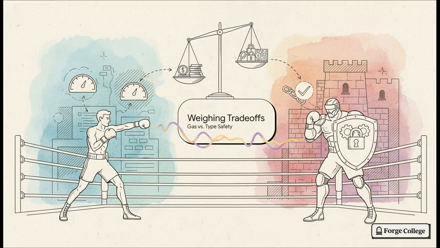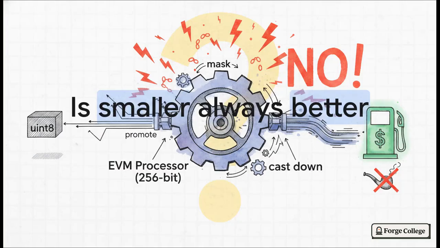All right, Section 3, weighing the trade-offs. The classic battle of gas optimization versus type safety. This is the constant battle that every single Web3 developer faces. In one corner, we have gas optimization, trying to make the code as absolutely cheap as possible to execute. In the other corner, we have type safety, writing code that is robust, predictable, and totally free of catastrophic bugs.